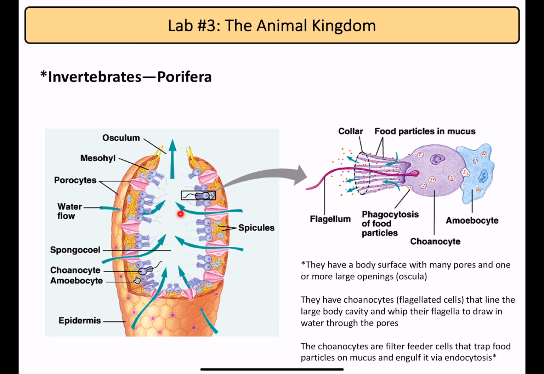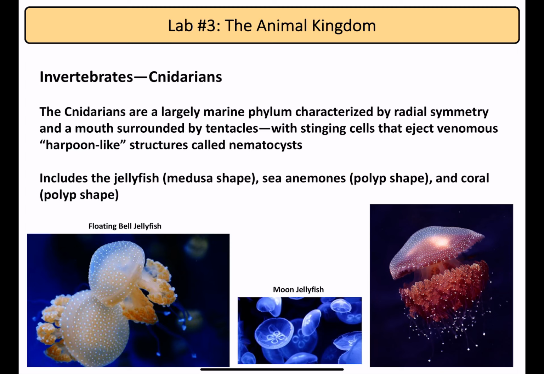Our next group are the cnidarians. These include jellyfish, sea anemones, and corals. This is another phylum where most of the species live in the ocean. It's a marine phylum. And instead of being asymmetrical, they have something called radial symmetry.